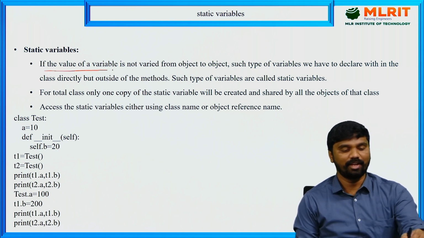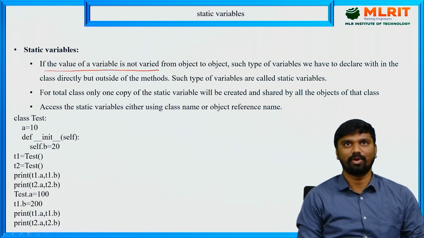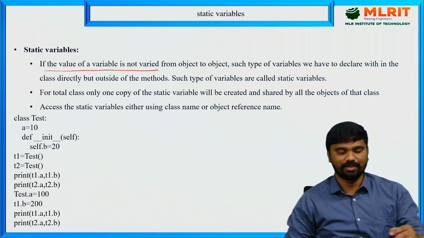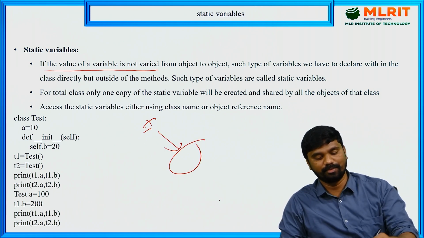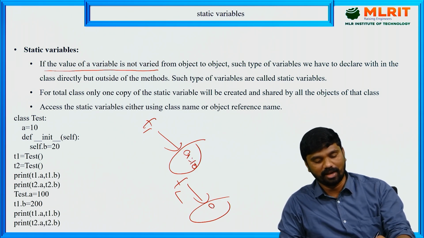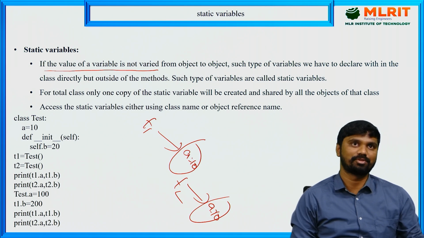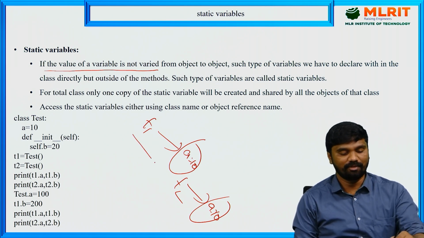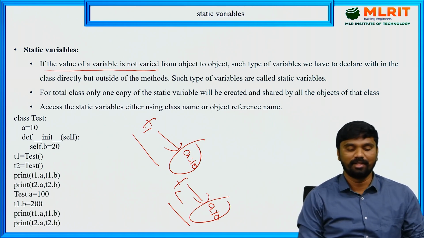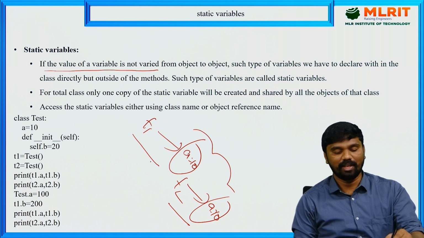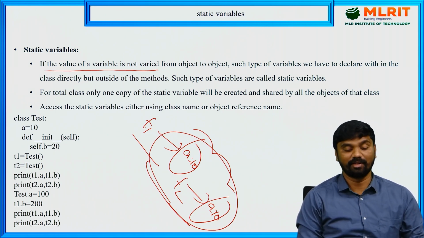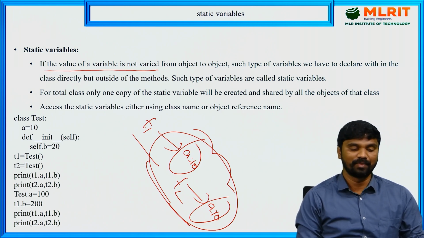If the value of a variable does not vary from object to object, then such a type of variable is called a static variable. For example, this is the T1 object and this is the T2 object. Here the static variable a equals 10, and here also the static variable a equals 10. That means from object to object the variable value does not differ, so that type of variable is called a static variable.